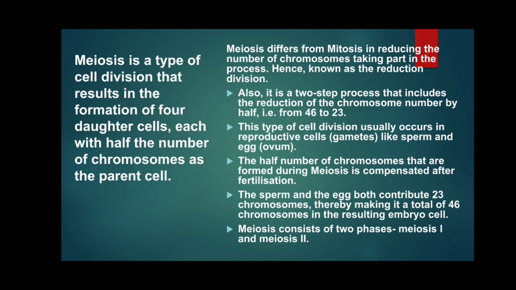We are moving to the next and going to talk about meiosis. It is a type of cell division that is known as reductional division, because the number of chromosomes is reduced to half. It differs from mitosis in reducing the number of chromosomes taking part in the process, hence this one is known as reductional division.